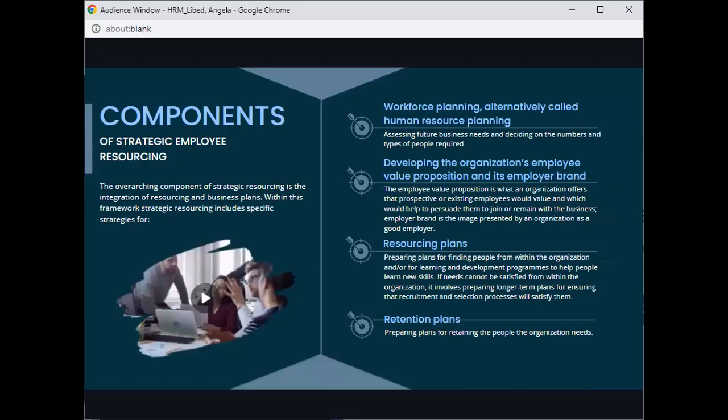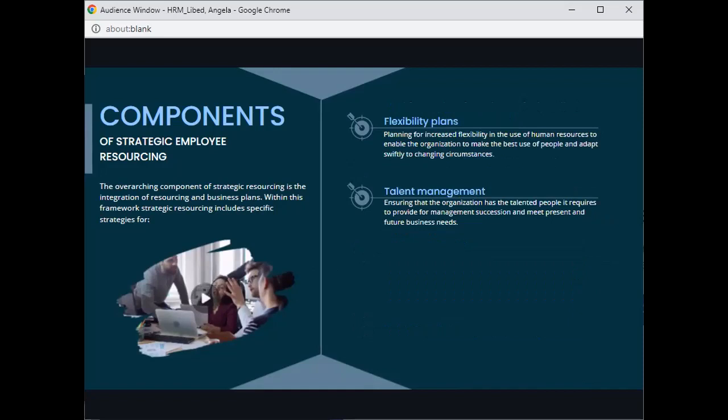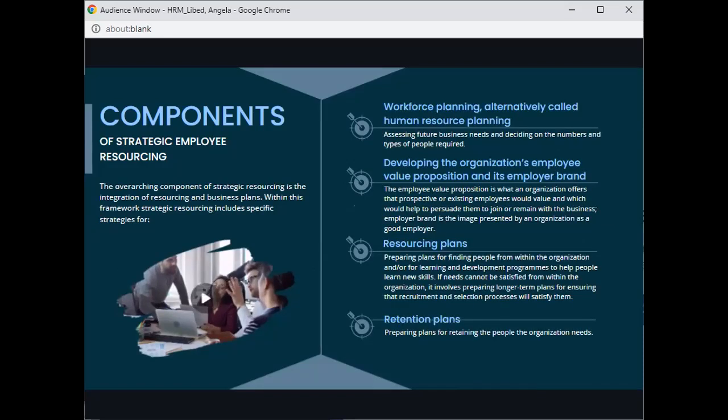So there are components of strategic employee resourcing. The overarching component of strategic resourcing is the integration of resourcing and business plans. Within this framework, strategic resourcing includes specific strategies for, number one, workforce planning, alternatively called human resource planning. So dito, assessing future business needs and deciding on the numbers and types of people required. Dapat alam mo kung gaano karami yung kailangan mo na employee na ilalagay mo doon.